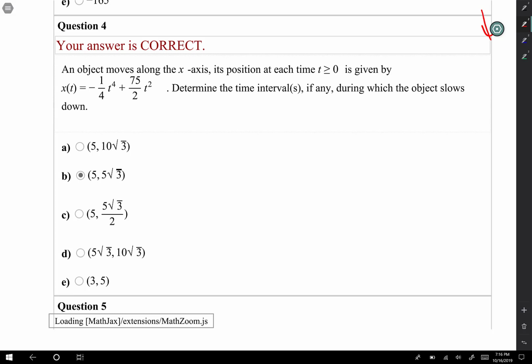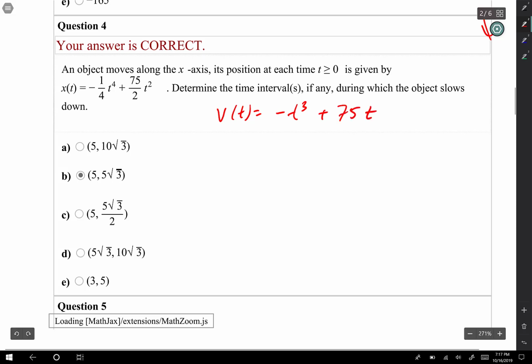All right, you slow down whenever the velocity and acceleration have opposite signs. So that's all I'm going to do. I'm going to find velocity, I'm going to find acceleration. So here we go. V of t is equal to negative, let's see, 1/4 times 4 is -1, so negative t cubed plus, let's see, 75 over 2 times 2 is 75, 75t.